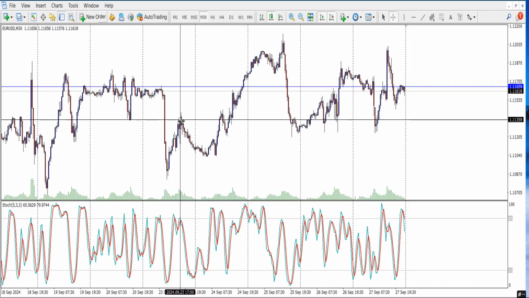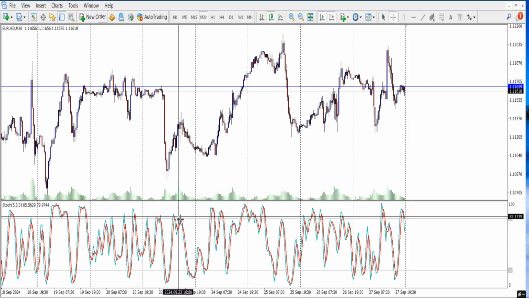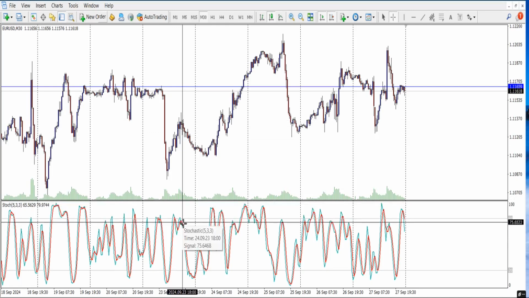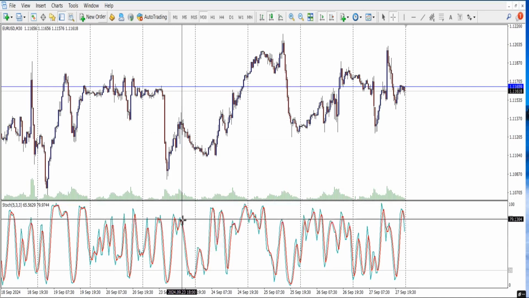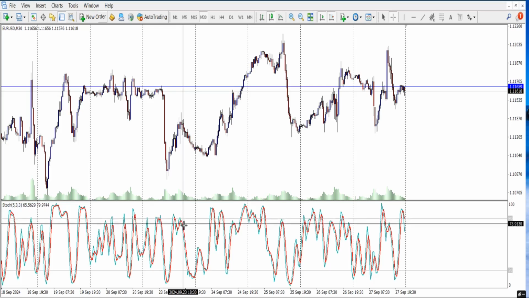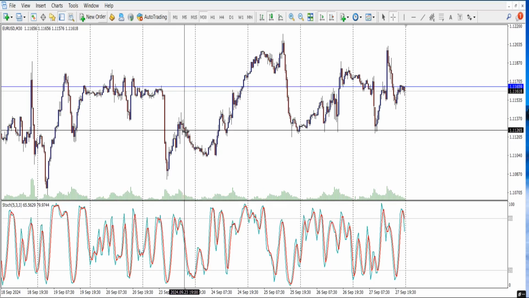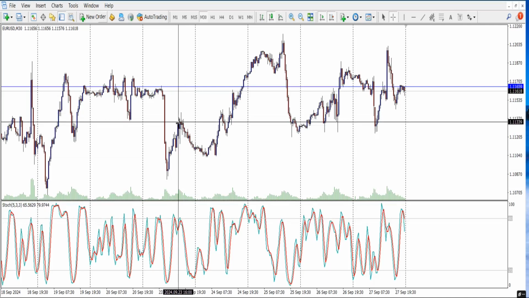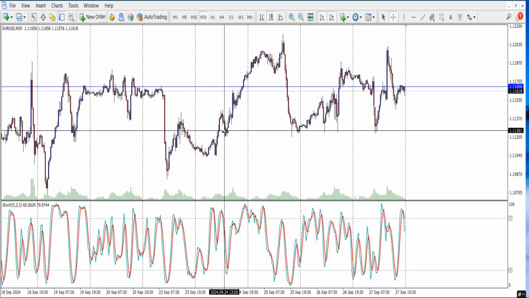But if you want to use the opposing signal from the stochastic oscillator, then you would have waited for these stochastic lines to start coming down. Then perhaps you would have exited your trade somewhere around here. See, it's almost the same thing, right? So that is it for using the stochastic oscillator to day trade.